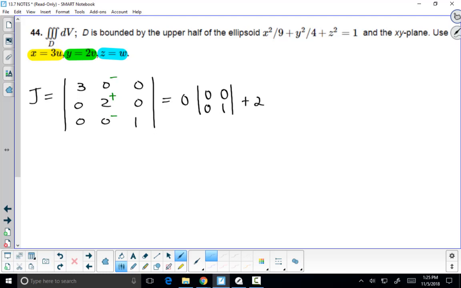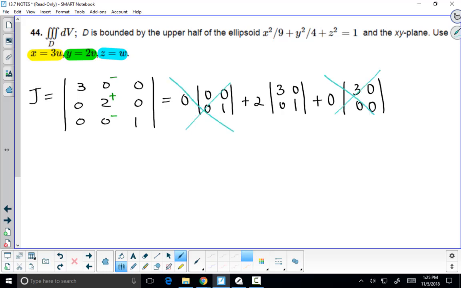Now we go to plus 2. Cross out the row and column it comes from, and we're left with 3, 0, 0, 1. Then we go to the bottom 0, minus 0 is still just 0. Cross out the row and column it comes from, and we're left with 3, 0, 0, 0. And obviously these are all gone because the coefficient out in front is 0. If the coefficient out in front is 0, you get 0. And then the determinant of this matrix is 3 minus 0. So we end up with 2 times 3, so we get a determinant of 6.